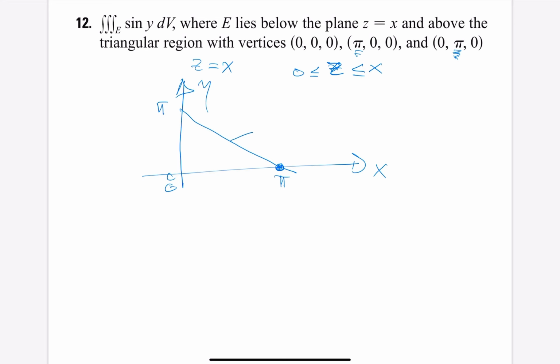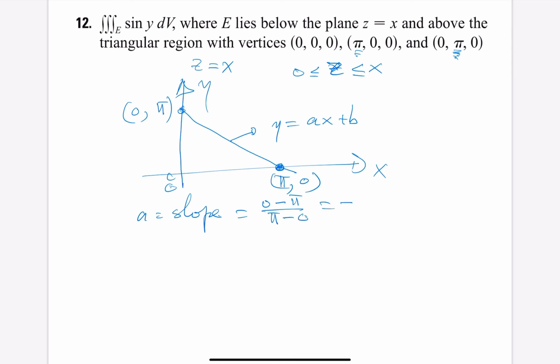Now we have to find the variation of Y. Y is a straight line, a linear line, so you have Y equals AX plus B, and A is the slope, okay? To find the slope, you have to find two points, one on the y-axis and one on the x-axis. You have 0 minus pi divided by pi minus 0, and you end up having negative pi over pi, which is negative 1, okay?